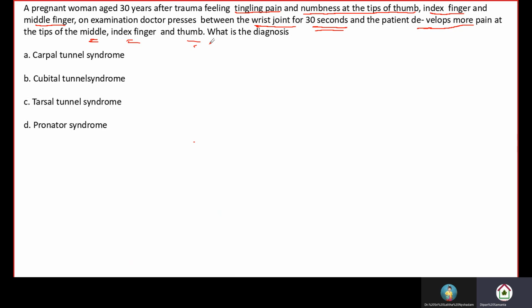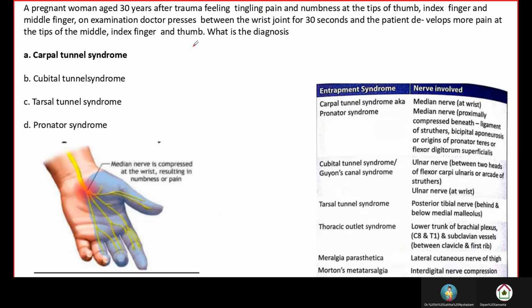So it has to be carpal. Wrist joint, that means the carpal tunnel is being pressed. Carpal tunnel syndrome. It is also known as pronator syndrome, the same. But anyway, as the carpal tunnel word is there, we will choose this only.